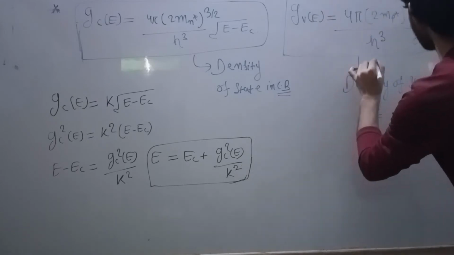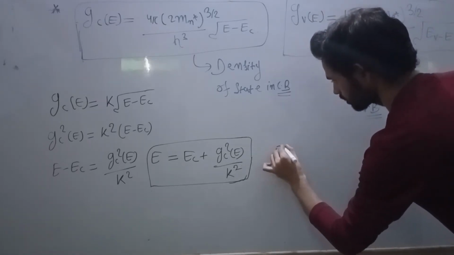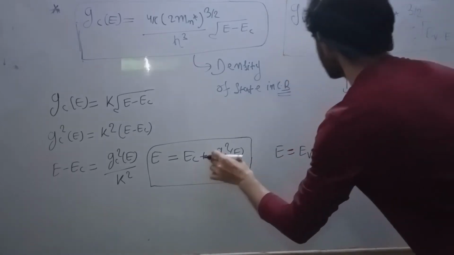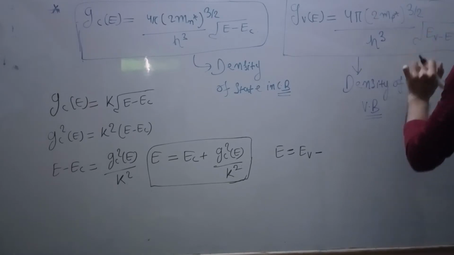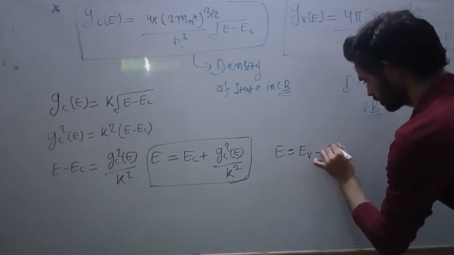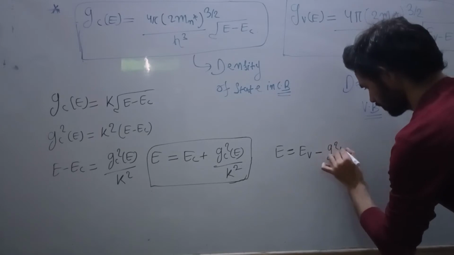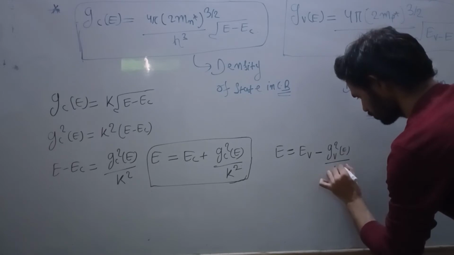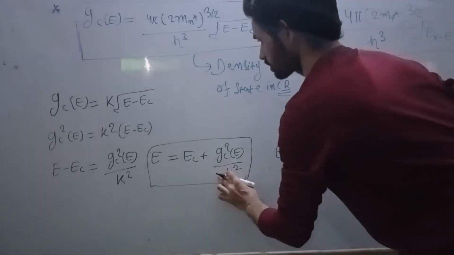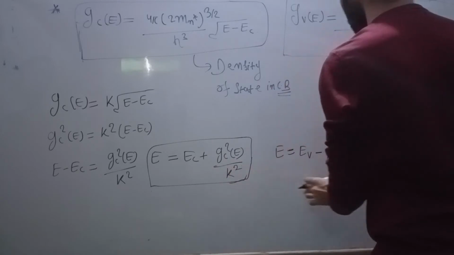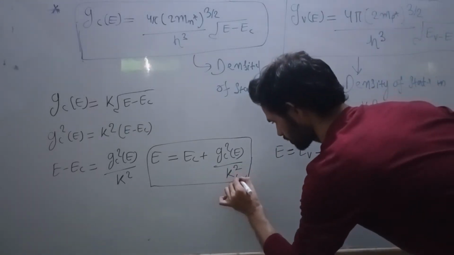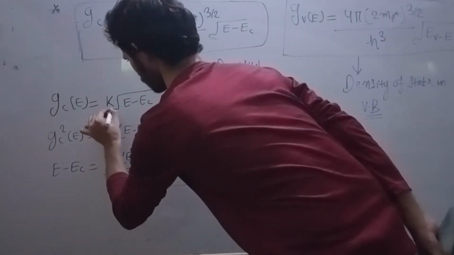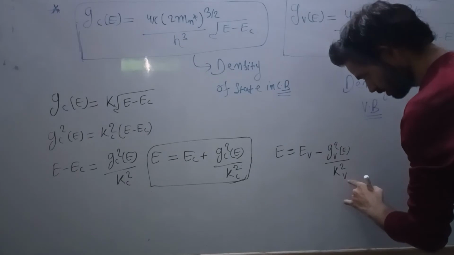If you see for hole, it will come like E is equal to EV minus, because in case of plus it is minus, since it is E minus EV. So EV minus GV square of E divided by K square. Here K is different. So it is KC and this is my KV.